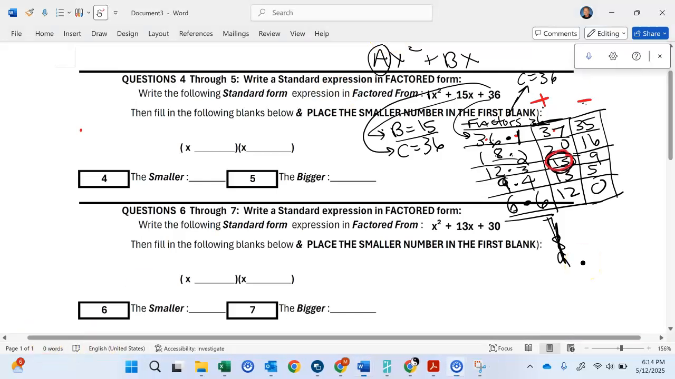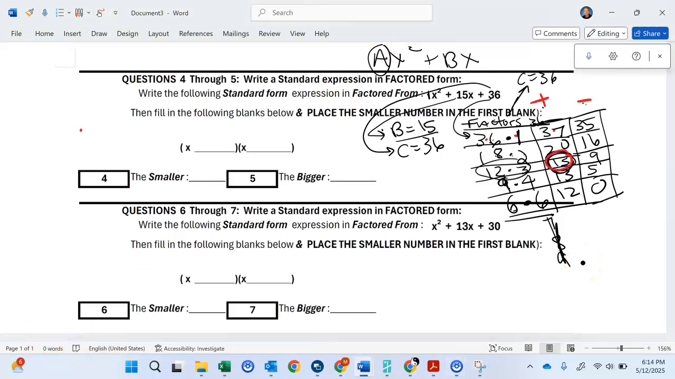So that tells us if we use those two numbers, 12 and 3, and they're both positive, right? So if we go plus 12 and plus 3, if we multiply them together, we know that they equal 36. They're factors, so that C is good. But if we add 12 plus 3, we get 15. And that's also good for the B, so we get both. That's the only one where if you add or subtract, you get 15.